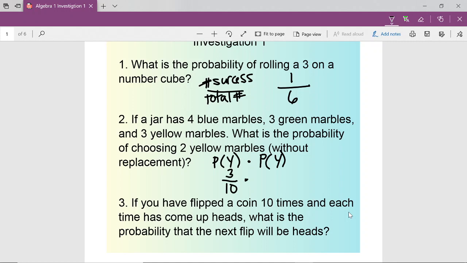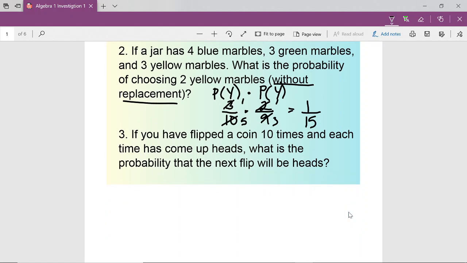It might be tempting to say the other probability would be 3/10. But the keyword without replacement means if I pick a yellow, I'm not returning it to the jar. So I only have 9 marbles left, and since I picked out a yellow, 2 of them are yellow now. I would simplify and figure out that the probability of getting 2 yellows without replacement is 1/15.